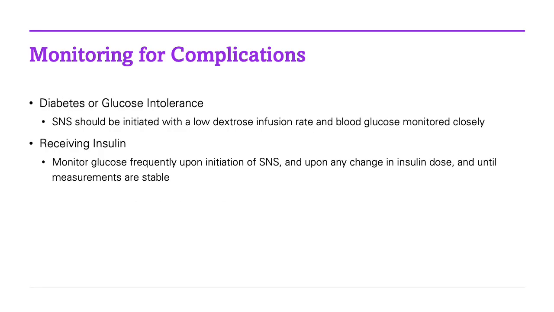Looking at people with diabetes or glucose intolerance, SNS here refers to specialized nutrition support, and that term comes from the Aspen Board of Directors. But SNS should be initiated with a low dextrose infusion rate and the blood glucose monitored closely. Usually in the hospital, blood glucose is going to be monitored at least every 4 to 6 hours using finger sticks. And then for those that are receiving insulin, we definitely want to monitor glucose frequently upon initiation of specialized nutrition support and then upon any change in the insulin dose and until measurements are stable.